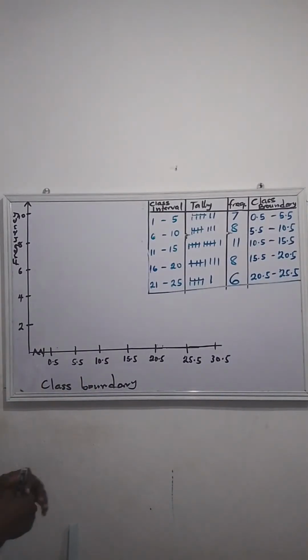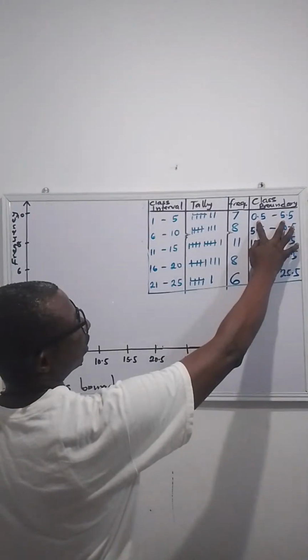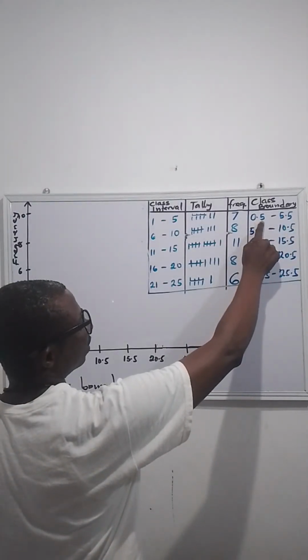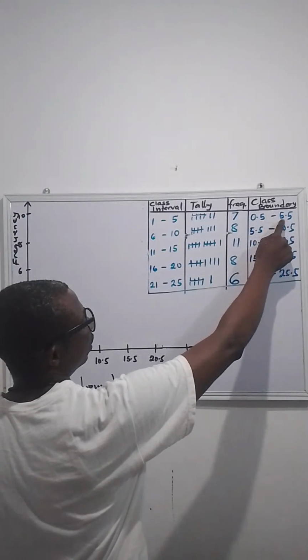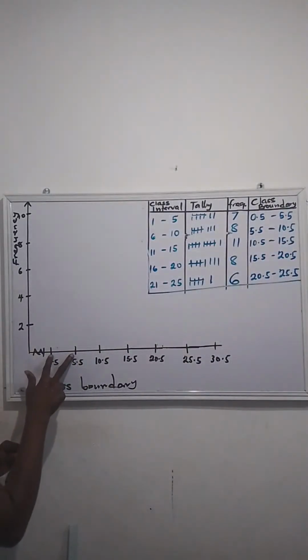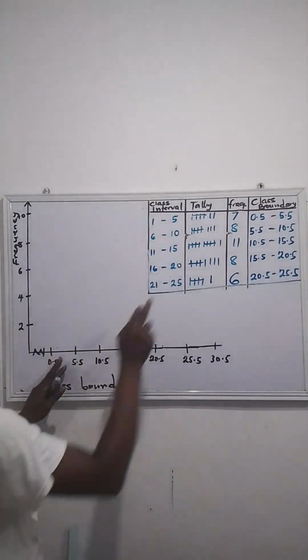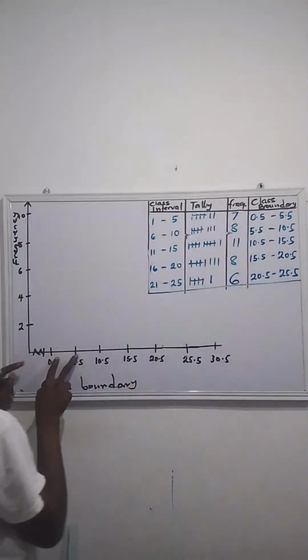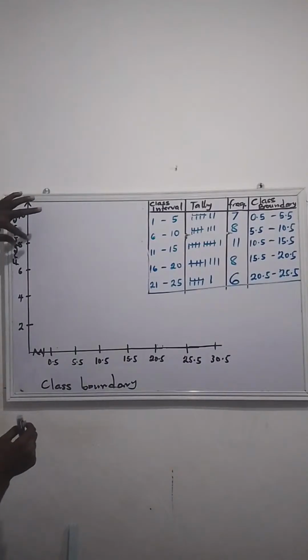So now the first thing is this: the class boundary of 0.5 to 5.5, and this is the interval. That interval has a frequency of 7. Now, where do we have 7 in our frequency here? Look at it, 6, 7.